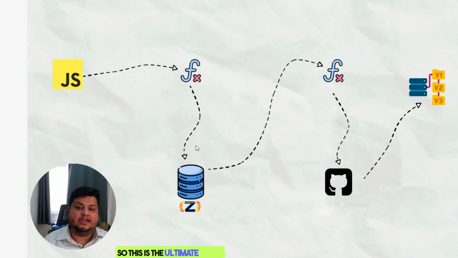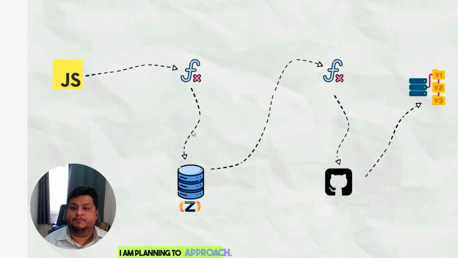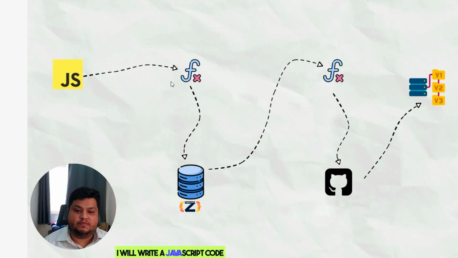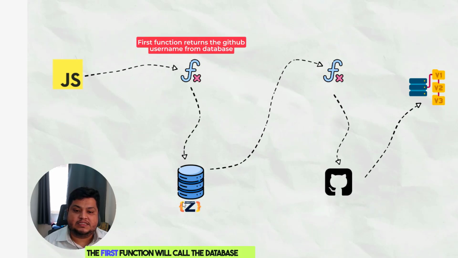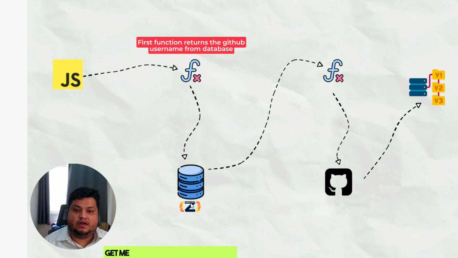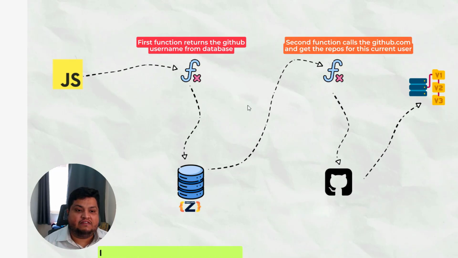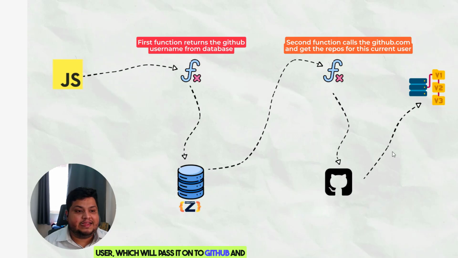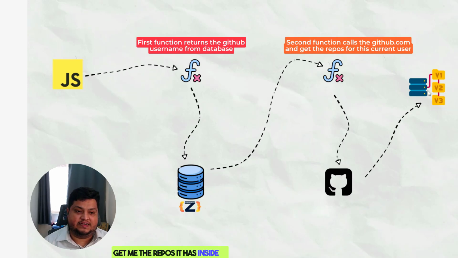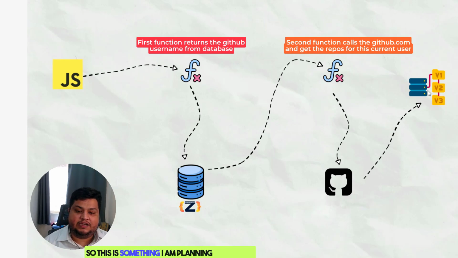So this is the ultimate result I am planning to approach. I will write JavaScript code with two functions. The first function will call the database and get me the name of the GitHub user. I will pass that name to the second function, which will pass it on to GitHub and get me the repos it has inside it. So this is something I'm planning to achieve.